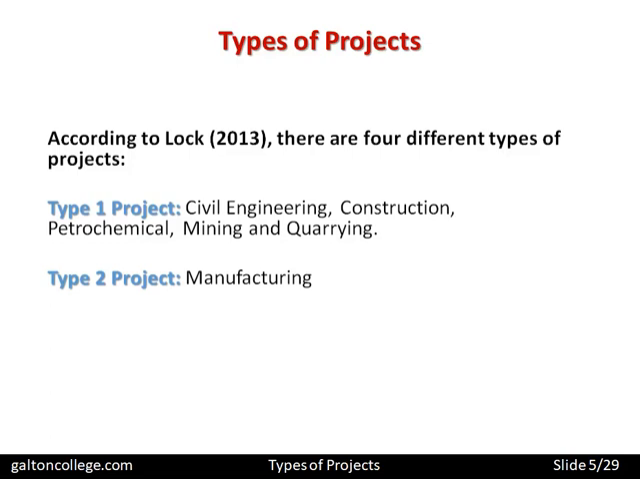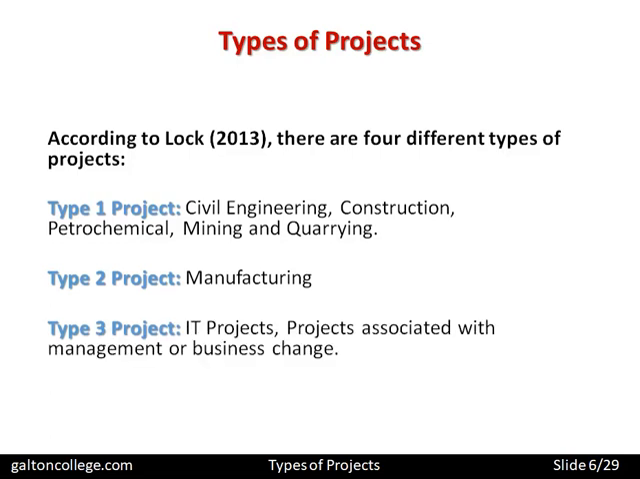Type 2 simply is manufacturing. Type 3, IT projects, projects associated with management and with business change. And finally, type 4 projects are scientific research projects. Now, in this short video we're going to look at each one of these in a little more detail and have a few more words about them, and that will complete our video.